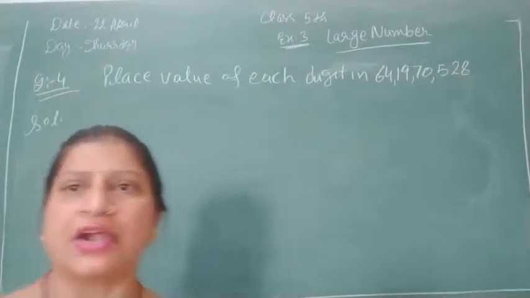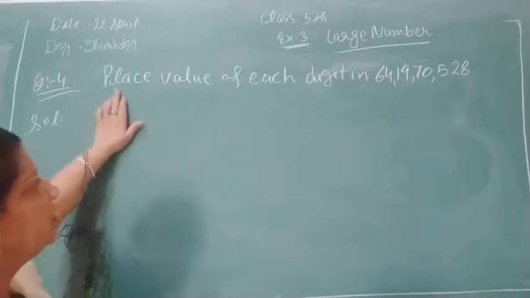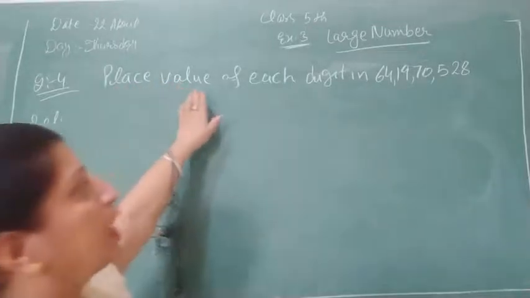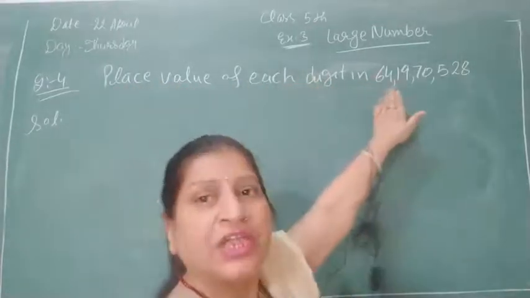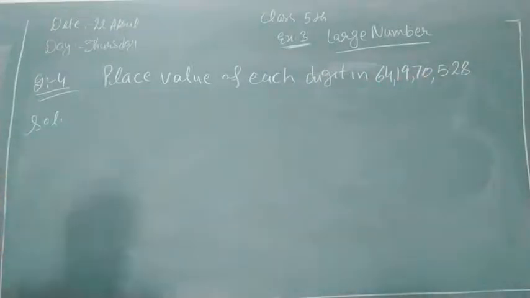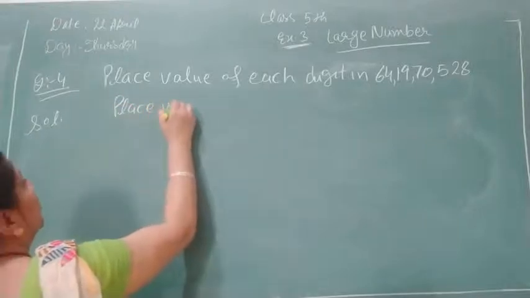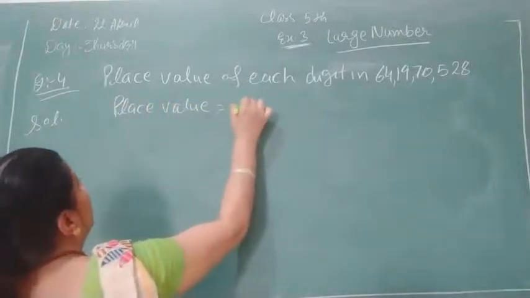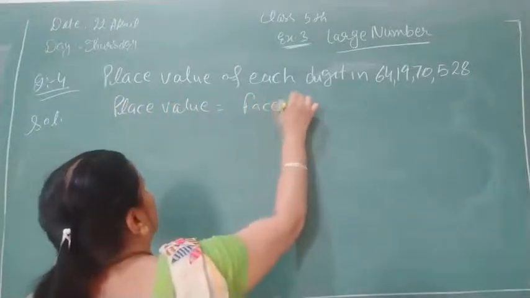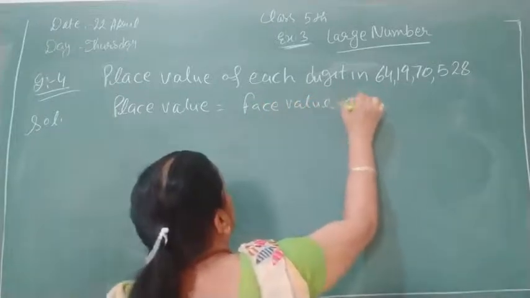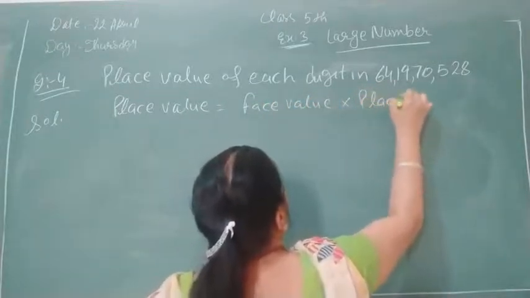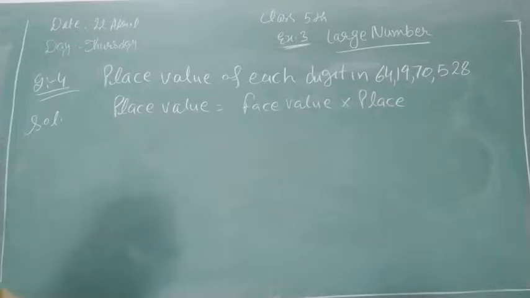Now let us start question number 4, and in this question you have to find the place value of each digit in this number. First of all, you have to know what the place value is. Place value is equal to face value multiplied by place. When face value is multiplied by place, then it becomes the place value.